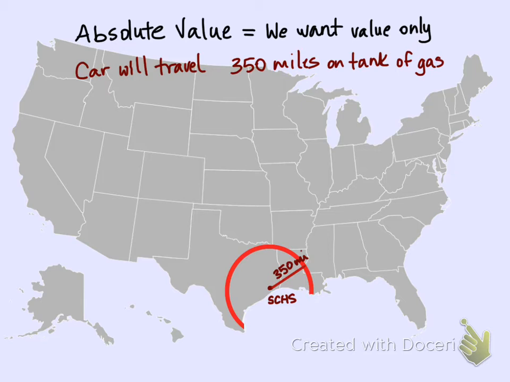So I erased the part over the water because we don't have those kind of cars, or I don't have that kind of car. Anyway, so if you go to the east or you go to the right side of the graph, you're going to end up in Louisiana somewhere. If you go to the left of the graph or to the west, you're going to end up in Texas somewhere. But in both of these directions, you've driven 350 miles, and as soon as you drive that 350 miles, you're out of gas. So your car doesn't care what direction you go, it only cares how far you went. Well, that's absolute value.